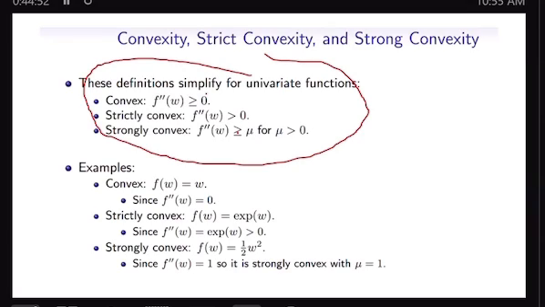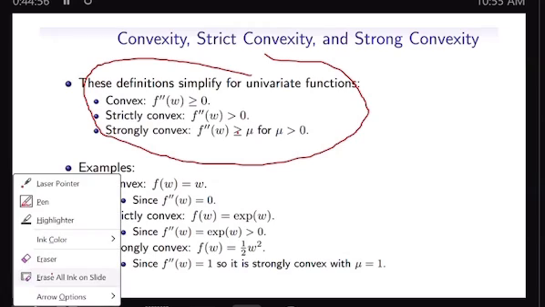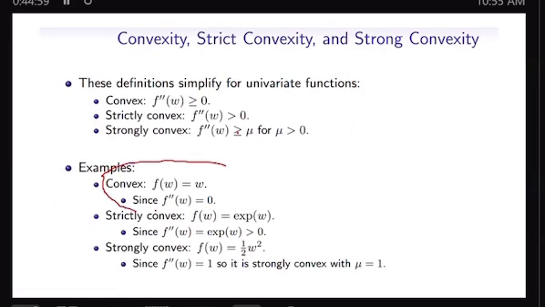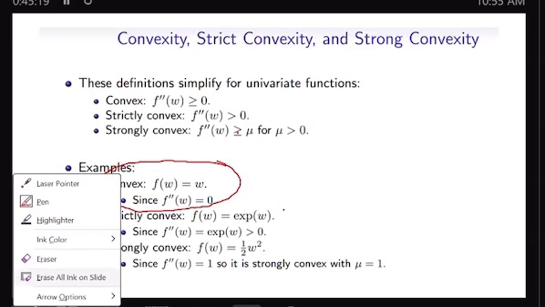Now let's take a look at this. Please pay attention. If f of w equal to w, that's a straight line, right? When you do the first derivative of w, that will be 1. Second derivative 0. That satisfies convex because it is greater or equal to 0. Does that make sense?